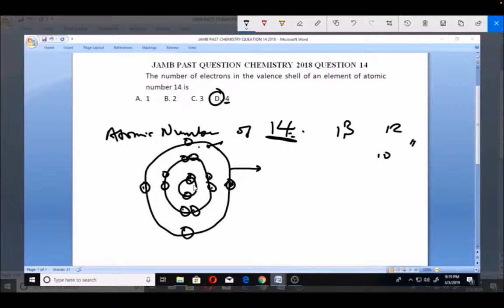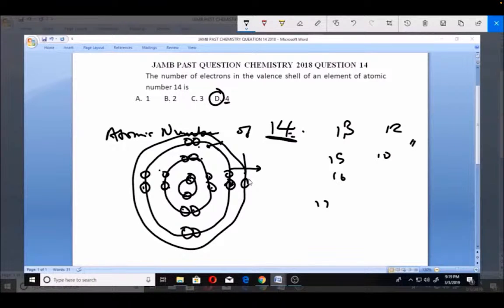So counting 1, 2, 3, 4, 5, 6, 7, 8, the valence electron would have been 8. But for 14 it is 4. If it's 15, we would have added an extra 1 there, making it 5. If it is 16, it would have been 6. If it's 18, it would have been 8, but if it is 19, it would have added another shell, so the valence electron would have been just 1.